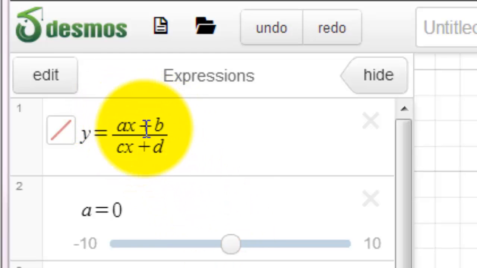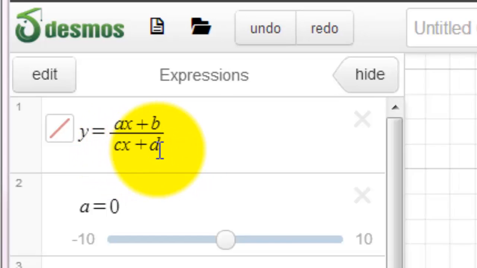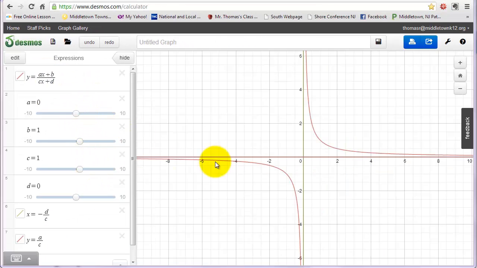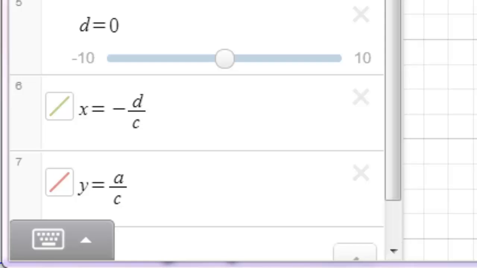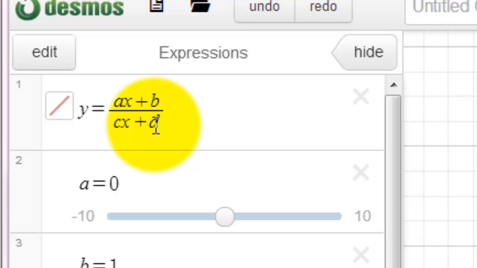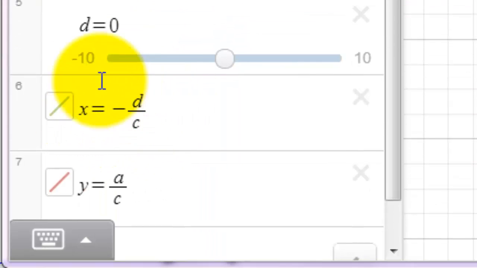So we have 1 on the top. And on the bottom, c is 1 and d is 0. So right now, these sliders are set up so that this is the same function as we had before. So we're going to play around with some of these sliders. Now, the key thing, which we'll talk about where those come from in a minute, is our vertical asymptote is when the denominator equals 0. So if I solve this equation on the bottom for equal to 0, I would be subtracting d and dividing by c. So this is the equation for my vertical asymptote.